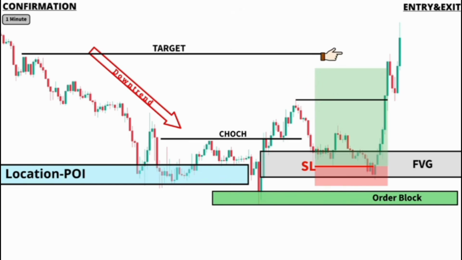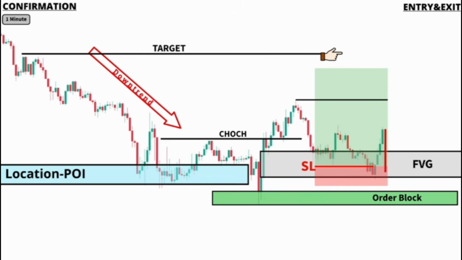Bonus tip. If price shows clear weakness before reaching the 5R target, such as a strong bearish candle or a bearish structural shift, don't hesitate to close the entire position. Protecting your capital should always be your first priority.